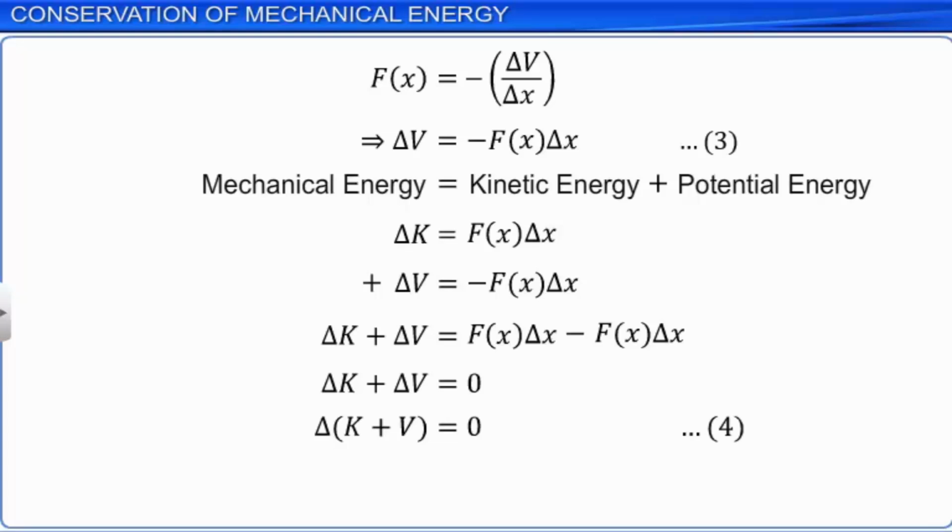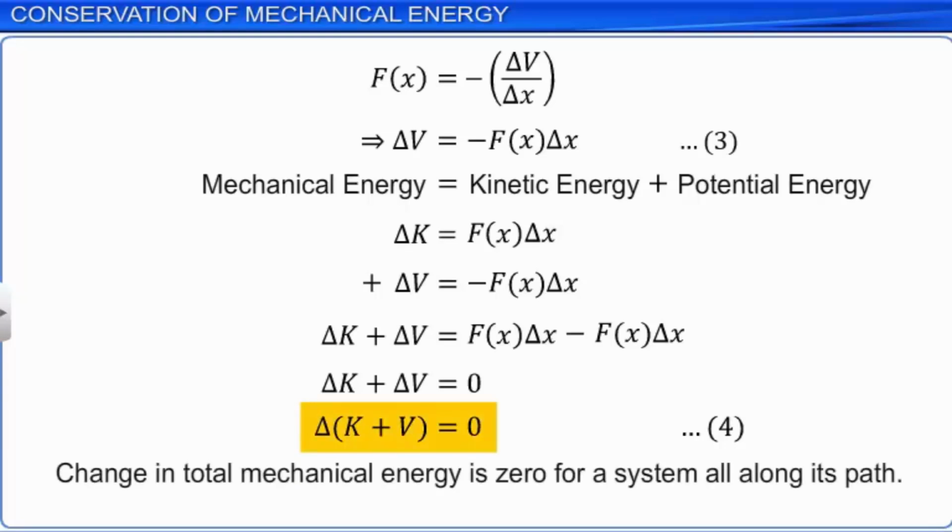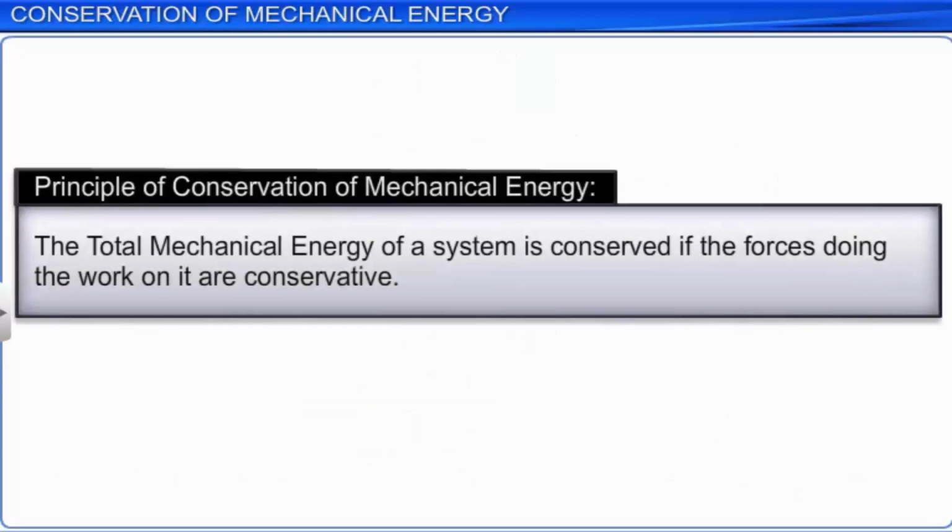Since delta of K plus V is the total mechanical energy, we can say from equation 4 that the change in total mechanical energy is 0 for a system all along its path. This is the principle of conservation of mechanical energy, which states that the total mechanical energy of a system is conserved if the forces doing the work on it are conservative.